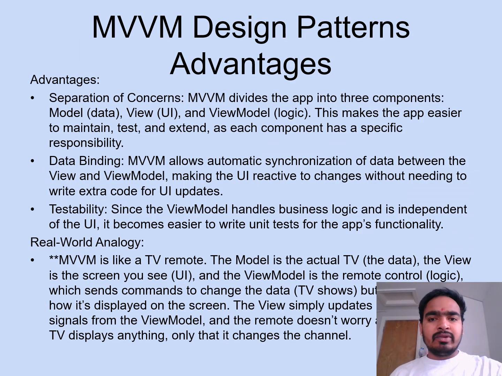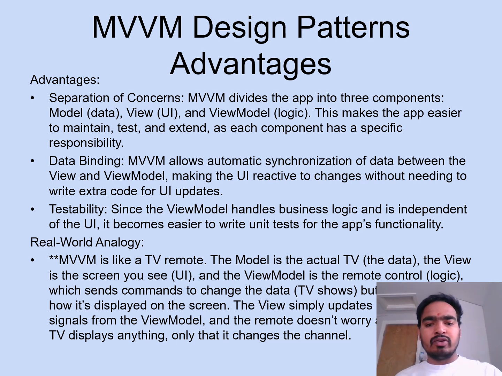The advantages of the MVVM design pattern: separation of concerns. MVVM divides the app into three components: model, view, and view model. This makes the app easier to maintain, test, and extend, as each component has a specific responsibility. Then data binding and testability. MVVM allows automatic synchronization of data between the view and view model, making the UI react to changes without needing to write extra code for UI updates. Also testability: since the view model handles business logic independent of the UI, it becomes easier to write unit tests for the app functionality.